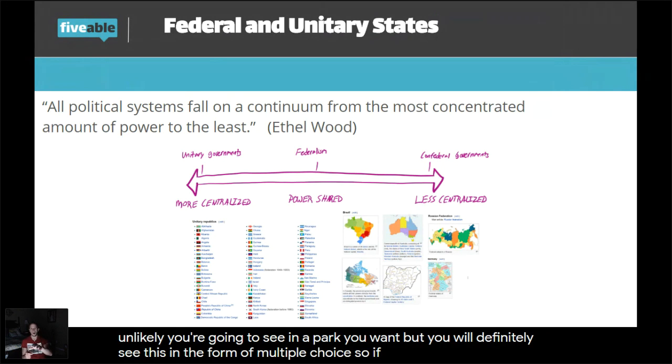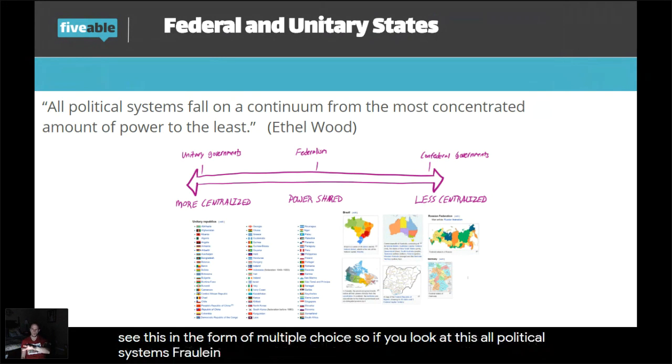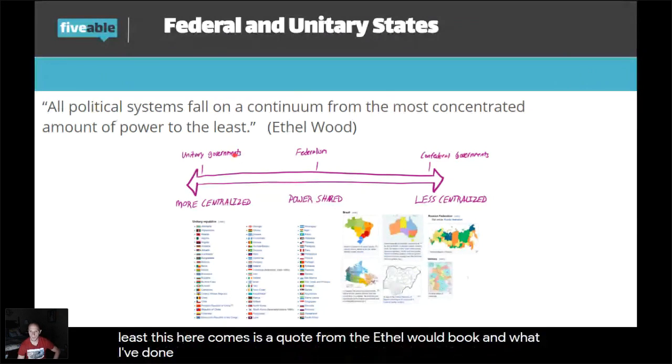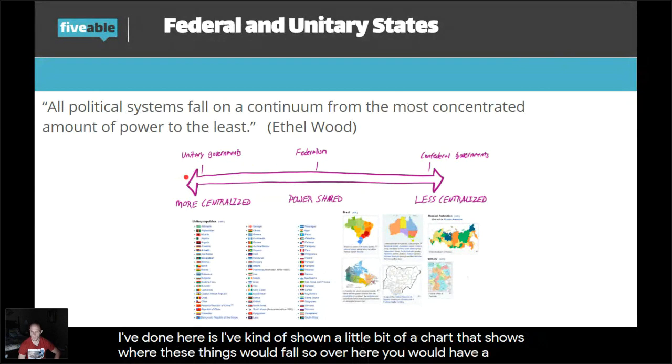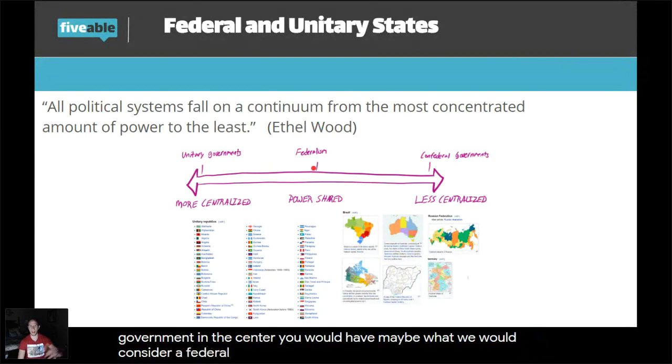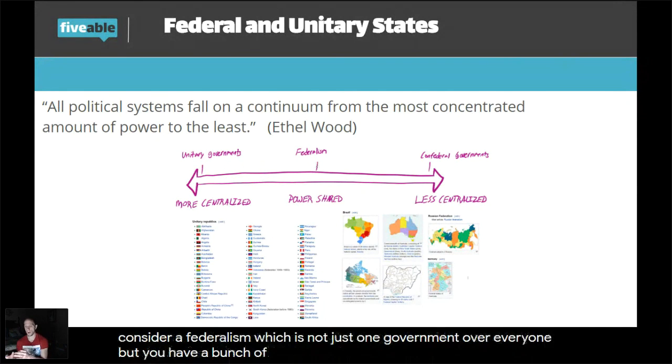So if you look at this, all political systems fall on a continuum from the most concentrated amount of power to the least. This here comes as a quote from the Ethel Wood book, and what I've done here is I've kind of shown a little bit of a chart that shows where these things would fall. So over here, you would have a unitary government. In the center, you would have maybe what we would consider federalism, which is not just one government over everyone, but you have a bunch of local governments as well that kind of share power with the federal government.